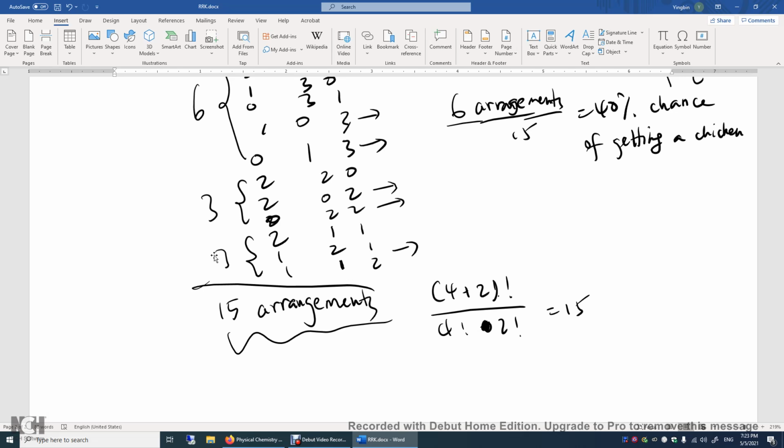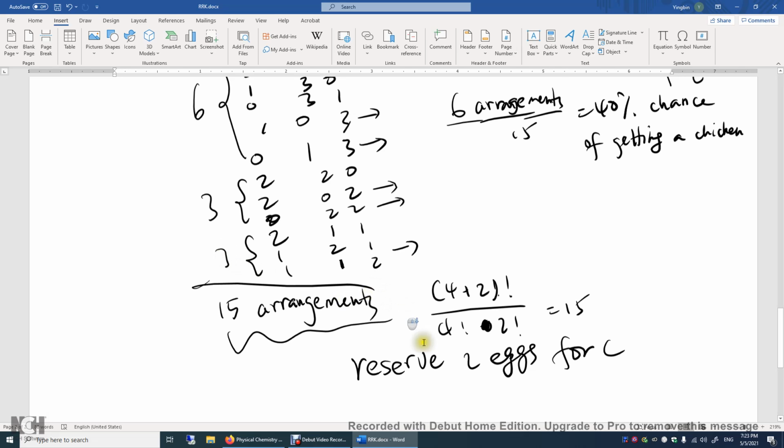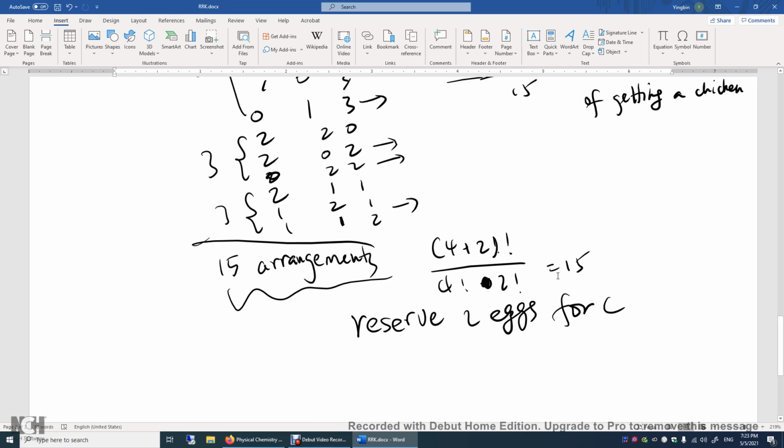Okay, now let's reserve 2x for C, for this special vibrational mode C, or the special box C, because once C gets 2x or more, it's going to turn into a chicken. So now we have only 2x left for distribution.